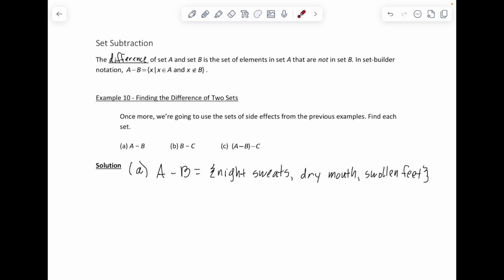So pretty straightforward idea. I'll leave these two for you to work on. The only one that's a little interesting is this one. Just remember that you always do what's inside the parentheses first. So A minus B, just the parentheses, we just found that right here. Then we subtract C. So we would say, what are the elements that are in this set, but not in C? You have to figure that out.